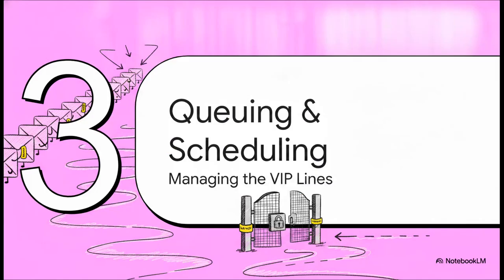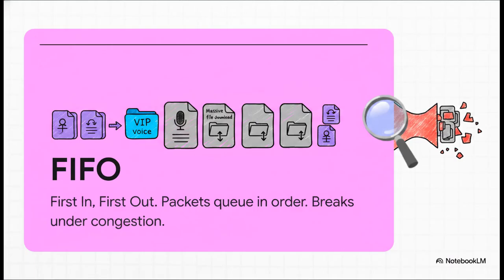All right, let's hit Section 3, queuing and scheduling rules, managing the VIP lines. Okay, so now that our packets have their VIP wristbands on, how do we organize the actual lines when the network inevitably gets congested? Well, without QoS, the default is FIFO, first in, first out. Packets are transmitted exactly in the order they arrive.